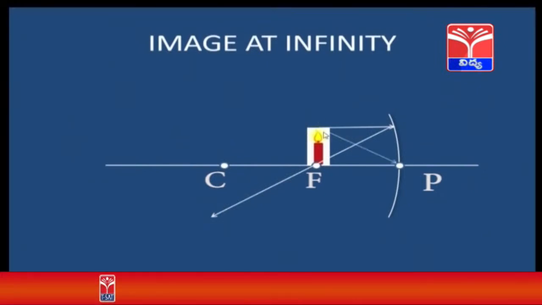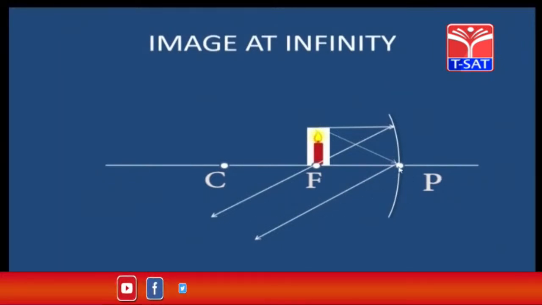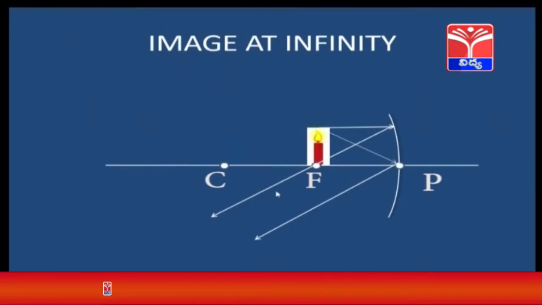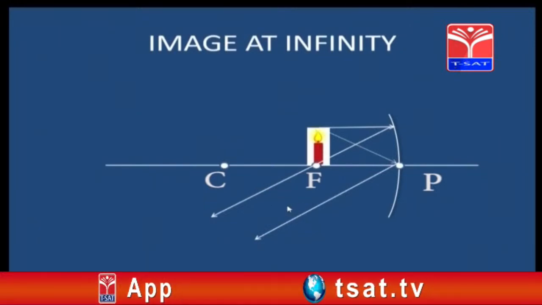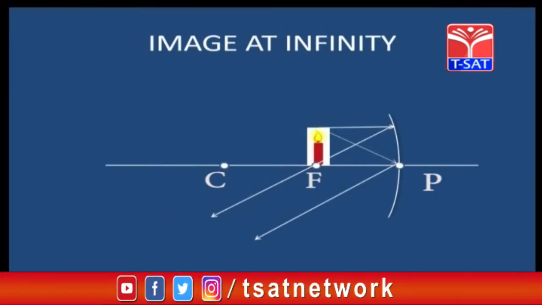Next, a ray which hits the pole of the mirror will be reflected with the same angle. If you see this, children, these two rays are parallel to each other. Do parallel rays meet anywhere? No, parallel lines do not meet anywhere. So even if you extend them backwards, they will not meet anywhere. That is why we say when the object is on F, the image forms at infinity.